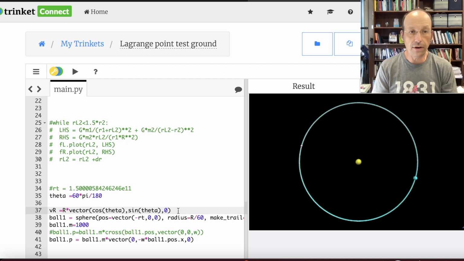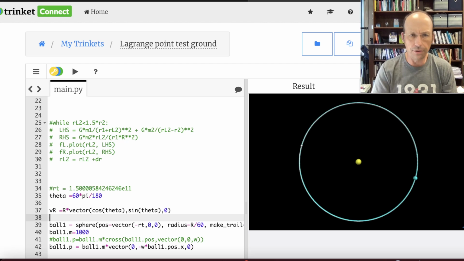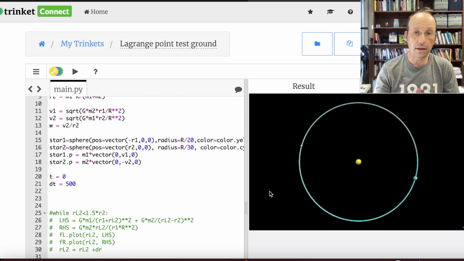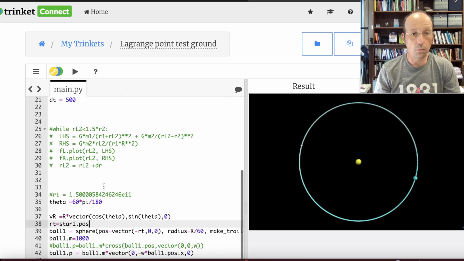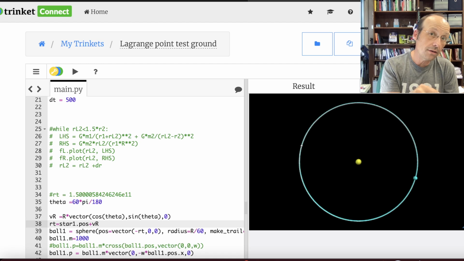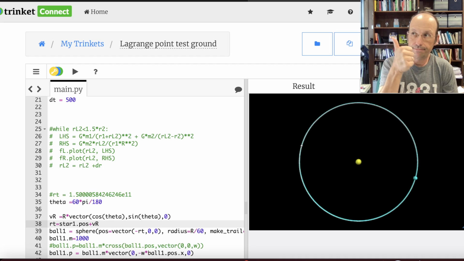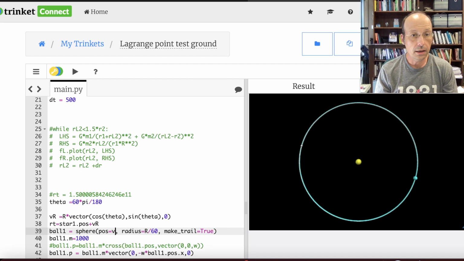So now let's calculate this vector RT. So RT I use as a scalar, but now I'm going to use it as a vector. So RT is going to be the vector M1. I'm going from M1 to there. So it's going to be star1 dot POS. That's where I made it up here. Star 1 is the yellow one. Star1 dot POS plus VR. Because I don't want to start from the origin. I need that vector from star 1. Okay. So now down here, the position, I'll just change this to RT.